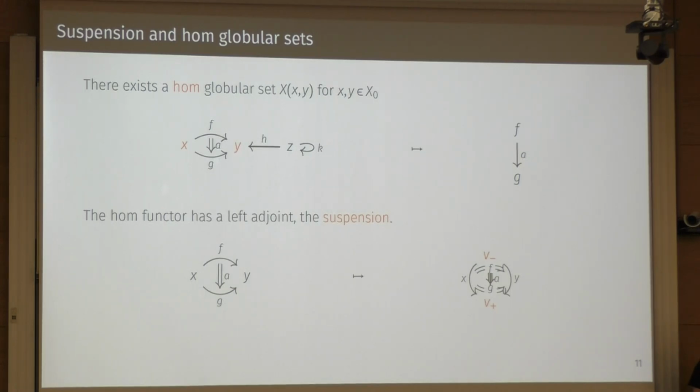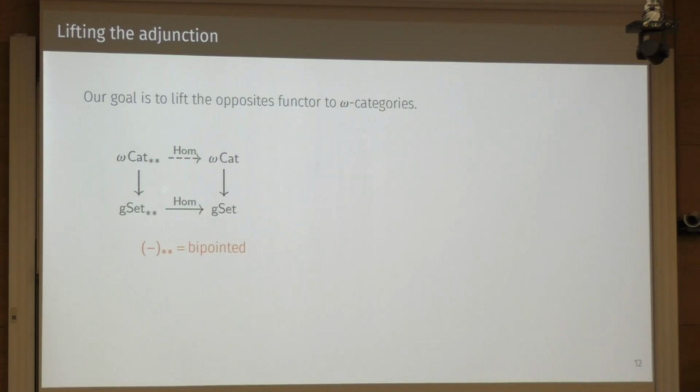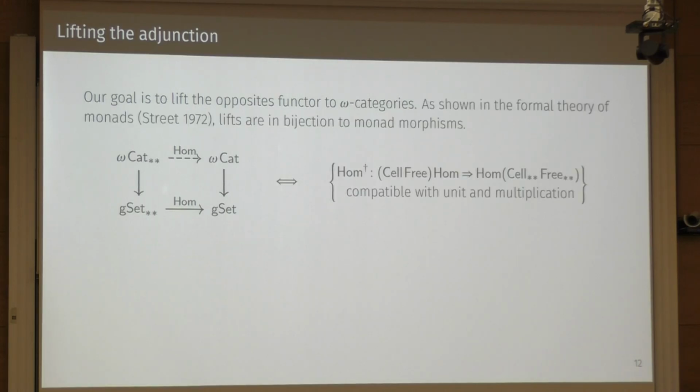So what we're going to try to do is basically repeat this story and try to lift the hom functor again to omega categories by observing that the category of bipointed omega categories are again algebras for some monad, which are induced by a similar adjunction to the one we had before, the free cell adjunction, but keeping in mind the base points. So we want to lift the functor like this. That amounts to building a monad morphism. Again, by transposing, this basically tells us that what we need to do is build the suspension of a computed to understand how to build the hom omega category.